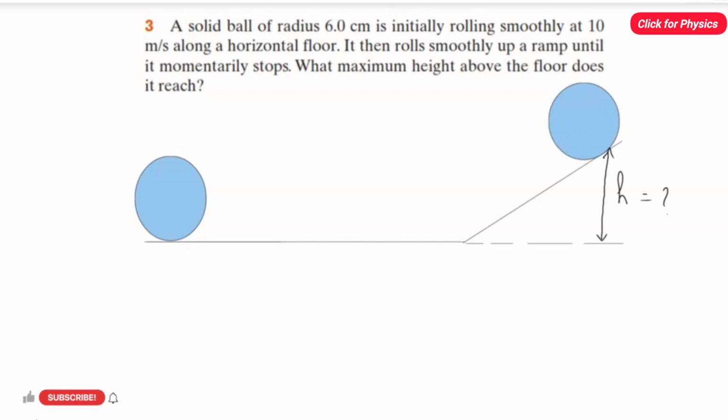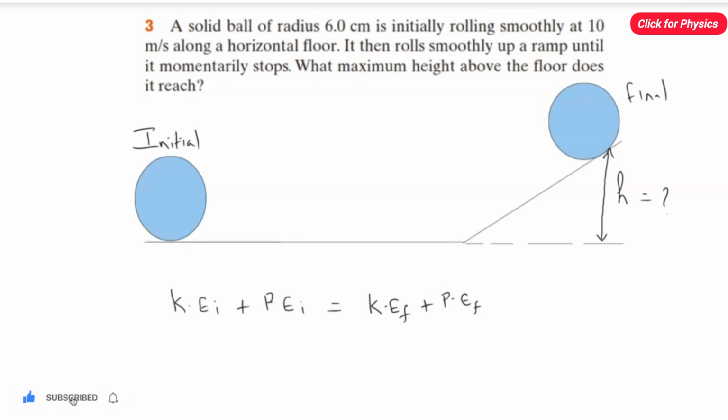What we studied in chapter number 8: kinetic energy initial plus potential energy initial is equal to kinetic energy final plus potential energy final. We have to use this rule for finding the maximum height reached. So let's take the initial position of the ball to be this one, and this will be the final position of the ball.